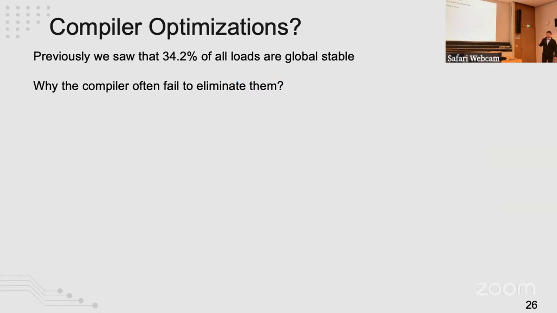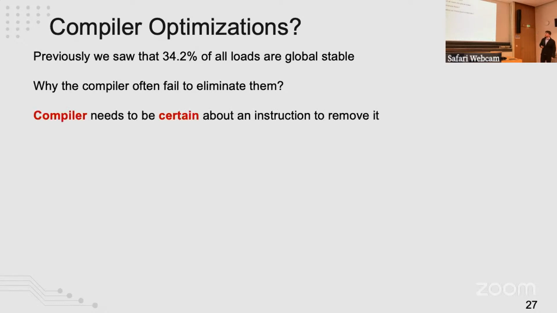Of course, we want to offload it to the compiler side, but unfortunately, we saw that in the real workloads, the compiler often fails to eliminate 34.2% of the global stable loads. Why is this the case?